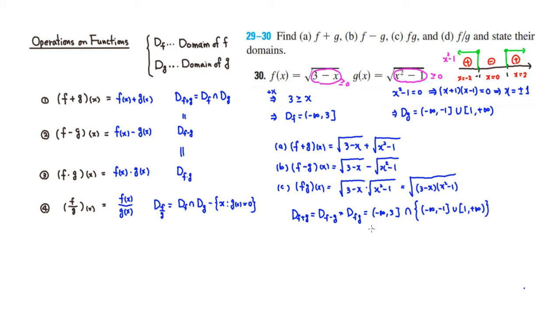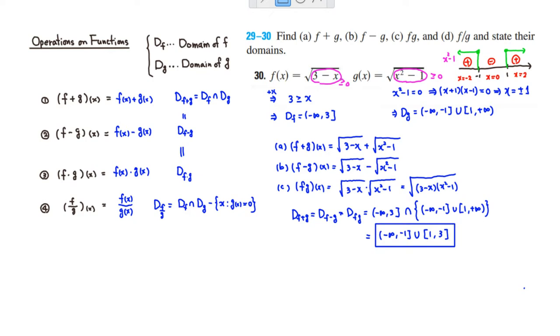Alright, so if you combine that together, let's see what's in common between those two sets. It looks like it's going to go from negative infinity to negative 1, union, and you're still going to have 1, and then you're going to go all the way up to 3. So this is the domain of those three, F plus G, F minus G, and F times G.